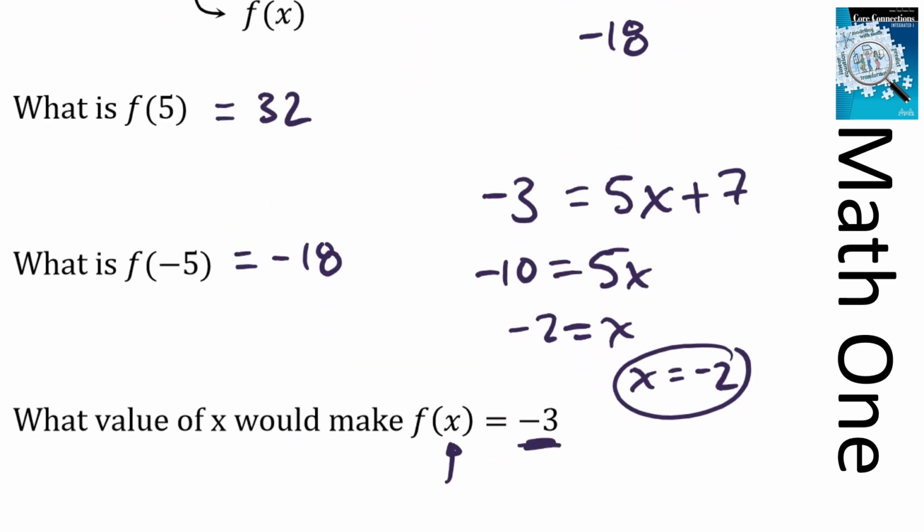So again, we obtained that by looking at our function, the rule for our function, 5 times the input plus 7, and then just setting that equal to negative 3 and then solving for x.